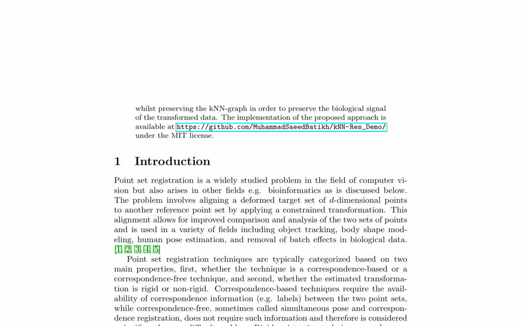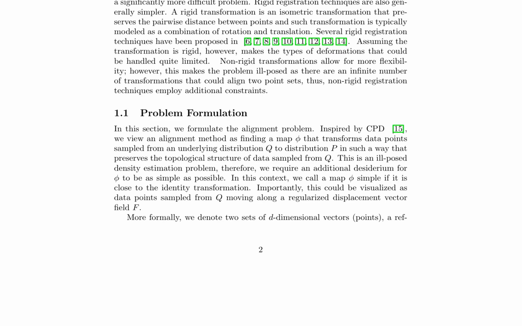Point set registration techniques are categorized based on two main properties: correspondence-based versus correspondence-free, and rigid versus non-rigid transformations. Rigid registration techniques, which assume preservation of pairwise distance between points, are simpler and modeled as a combination of rotation and translation. In contrast, non-rigid transformations allow for more flexibility but introduce an infinite number of possible transformations, making the problem ill-posed. To address this, non-rigid registration techniques employ additional constraints.